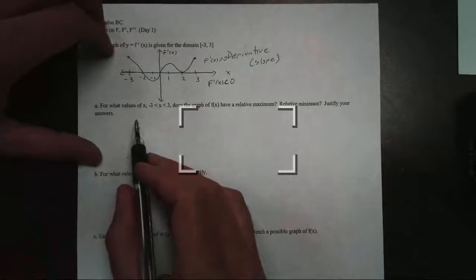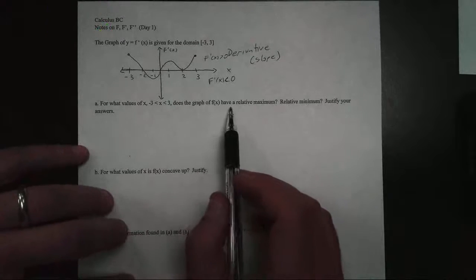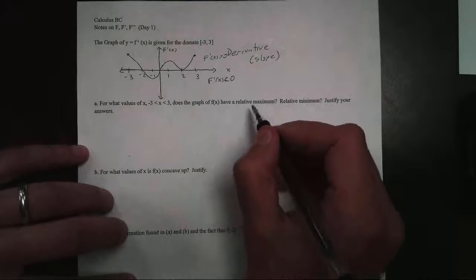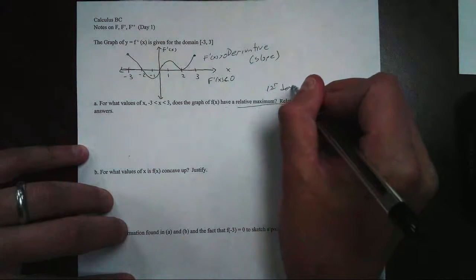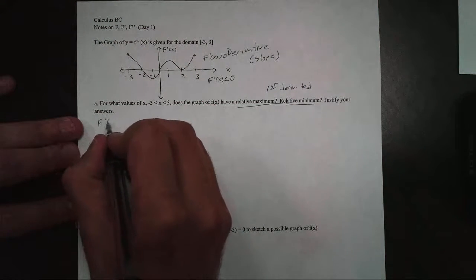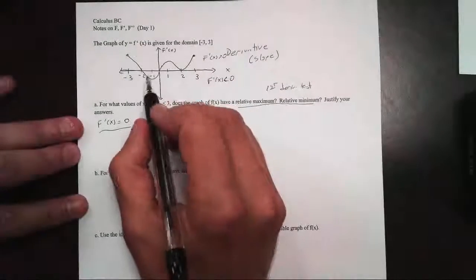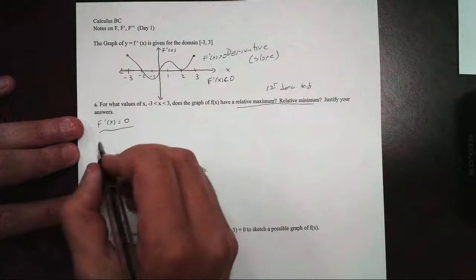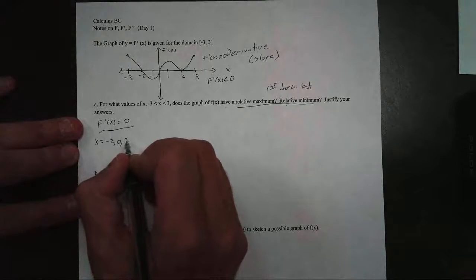So for the first question, it says, for what values does the graph have a relative maximum and a relative minimum? Now it talks about relatives. This is our first derivative test. So the first thing I'm going to need are my critical numbers. For example, where is the derivative equal to 0? I need to find that. Since this is my derivative graph, where does it cross the x-axis? And we get -2, 0, and 2.